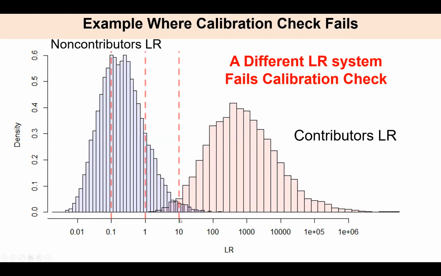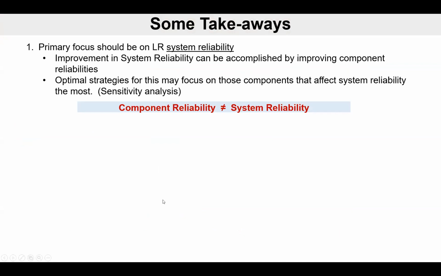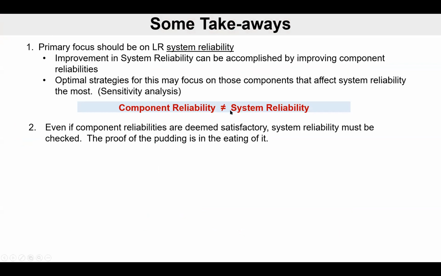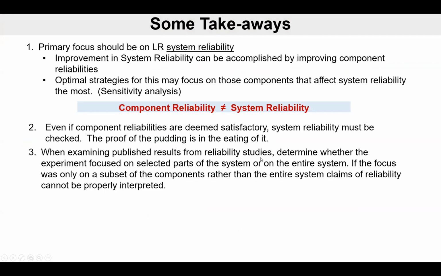So some takeaways. We want to focus on LR system reliability, and to improve system reliability, we often study component reliability. Even if component reliabilities are deemed satisfactory, that doesn't mean that system reliability is automatically satisfactory. It needs to be checked. And when you examine published results from reliability studies, you need to focus on what parts of the system have been checked so that you don't confuse component reliability with overall system reliability.